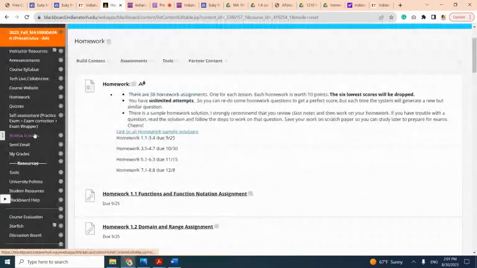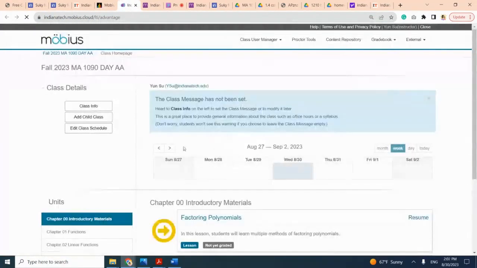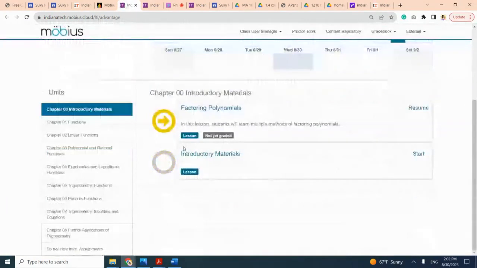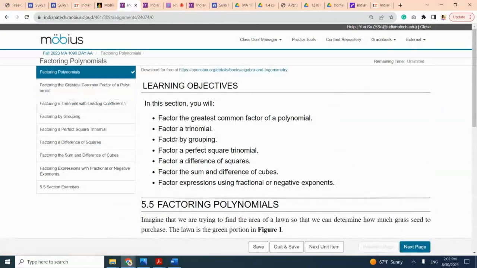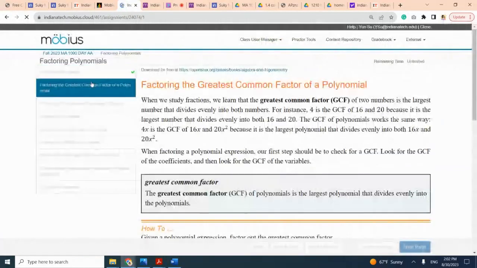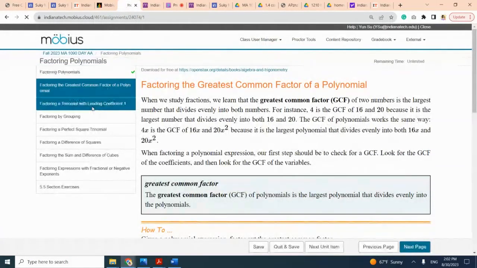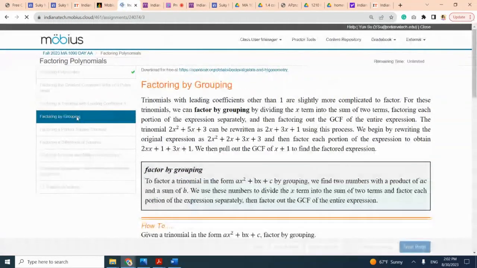And I want to mention that this is our Blackboard, right, everybody? You go to the left. Do you see this is Mobius lessons? Click that, then click the Mobius lessons. It will direct you to more resources. For prerequisites, many of you forgot how to factor a polynomial. So click this lesson, factoring polynomials. It talks about how to factor a monomial and find the greatest common factor of a polynomial, factoring a trinomial with leading coefficient 1, and factoring by grouping.